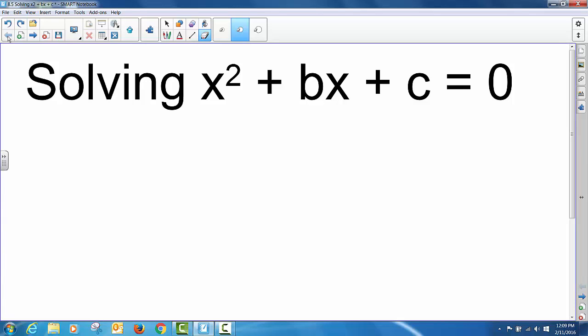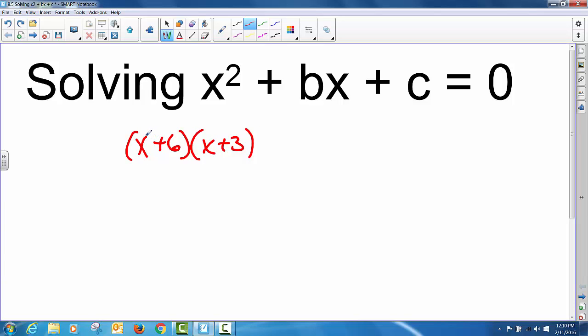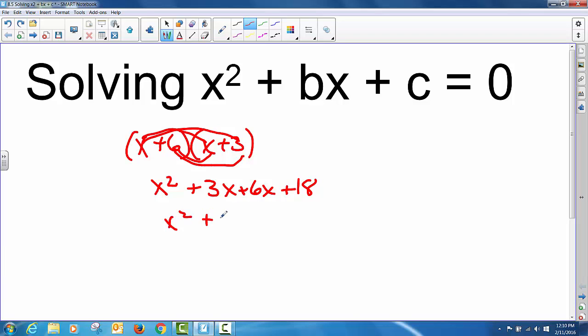Okay, solving x squared plus bx plus c equals 0. The first step to doing this is being able to factor it. One of the things you've been doing so far is going x plus 6 times x plus 3, and you went through the process and you went x squared and 3x and 6x and 18. And then you combine the like terms and got x squared plus 9x plus 18.